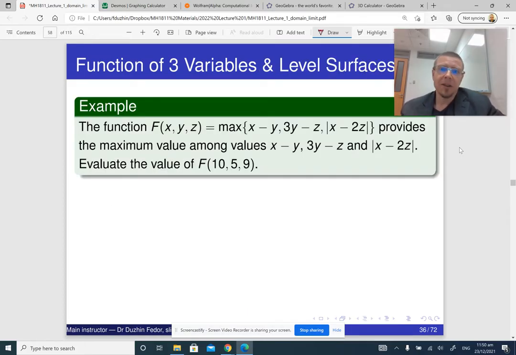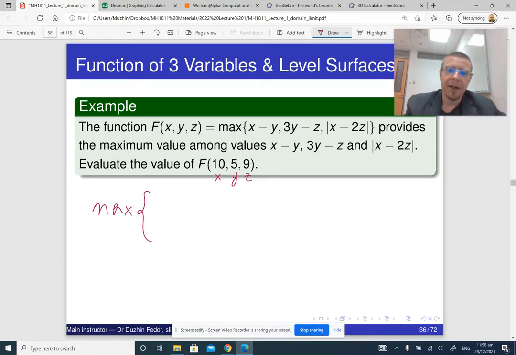Now here is some example of how we can compute the value of a function of several variables. At the same time, it's going to be a good excuse to look at the max function. So how does this work? The function is the maximum of what? Of three numbers. So here x is 10, y is 5, and z is 9.